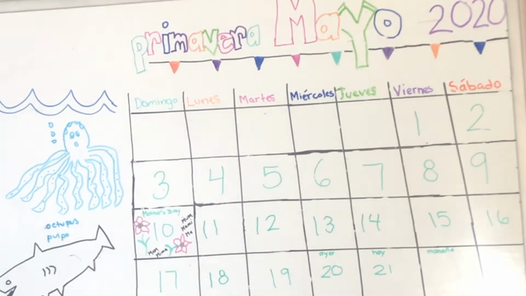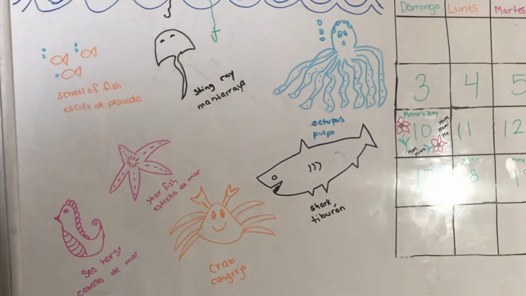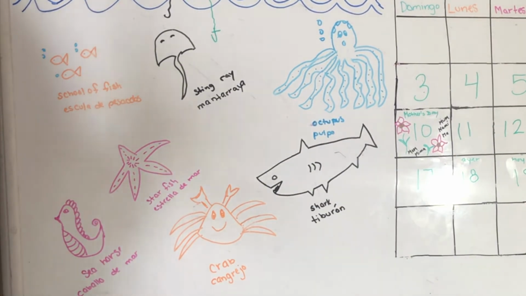Muy bien. Okay, so vamos a repasar las palabras de la semana. Now we're going to go over the words of the week. So let's get started with that. Okay, let's get started with our day. So we're going to go over some of the animals that live in the ocean. These are some of the ones that I drew. So let's go over the words. Vamos a repasar las palabras y unos animales que viven en el mar.